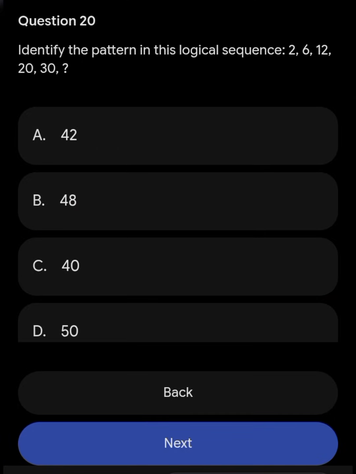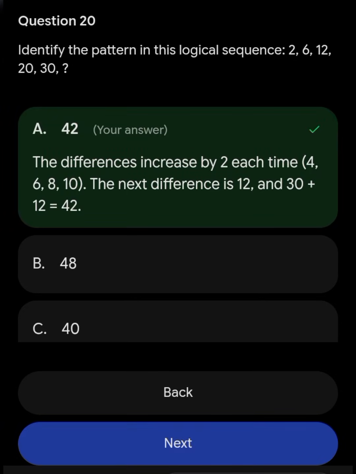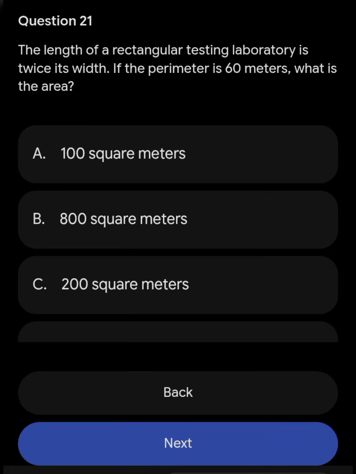Identify the patterns in a logical series. This type of question you need to solve by your own. The series is 6, 12, 20, 30. We need to find the difference between them. If we find the differences, most of the questions can be solved easily. The differences are 4, 6, 8, 10, 12, so 30 plus 12 gives 42. Yes, you can look over that.